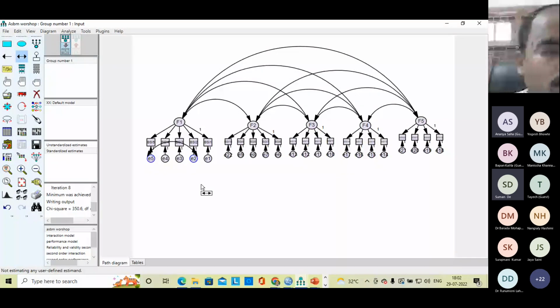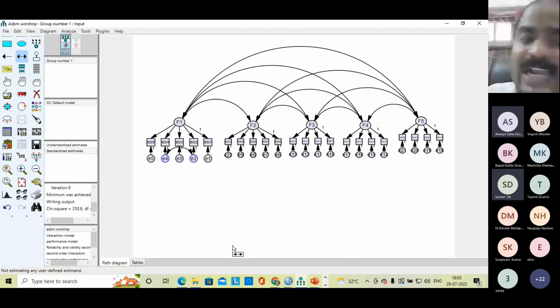Okay, let me rotate it upward. Select all, deselect all, now select all, now rotate. Is the rotation happening or not? No, it is not happening. Okay, let it be. So now correlate these two error terms. You will correlate these two error terms.